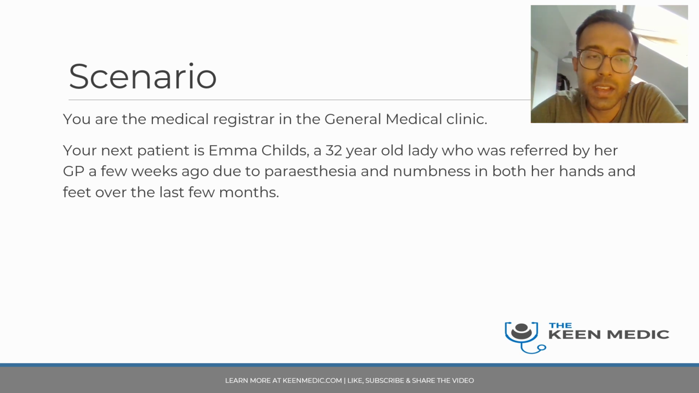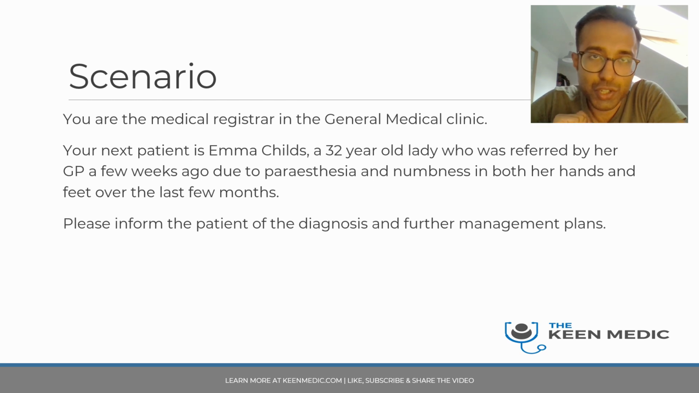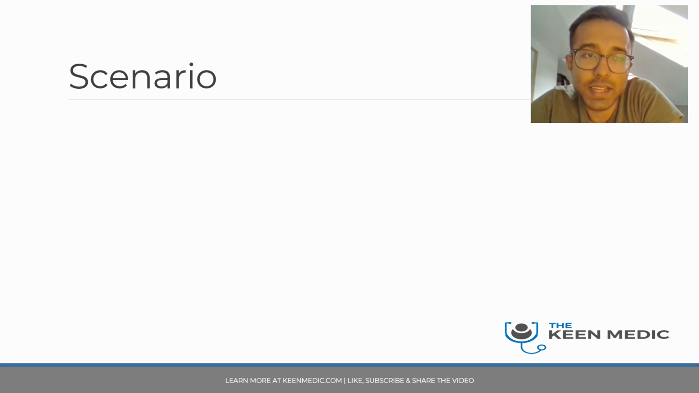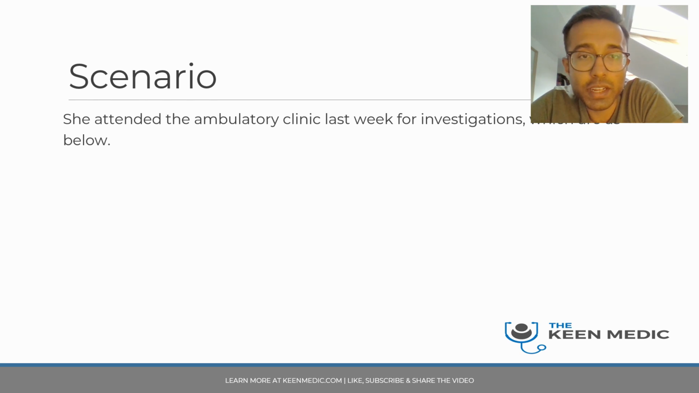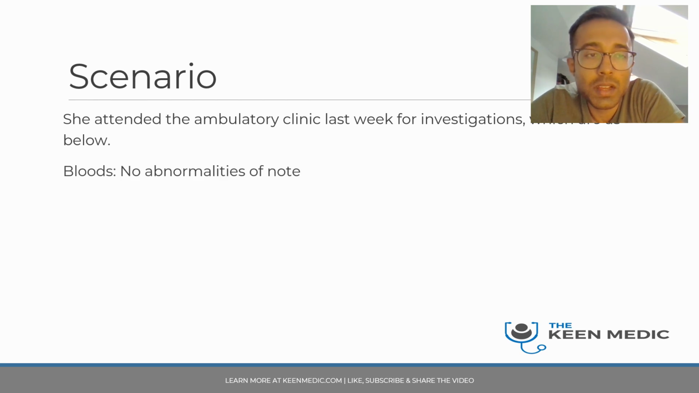So, your task is to inform the patient of the diagnosis and the further management plan. Okay, she's had some tests done. So, here are the tests. She attended the ambulatory clinic last week for investigations for her symptoms, okay? And these tests are as below. Her blood test completely fine, no abnormalities of note. All right, so electrolytes, full blood count, everything else is fine.